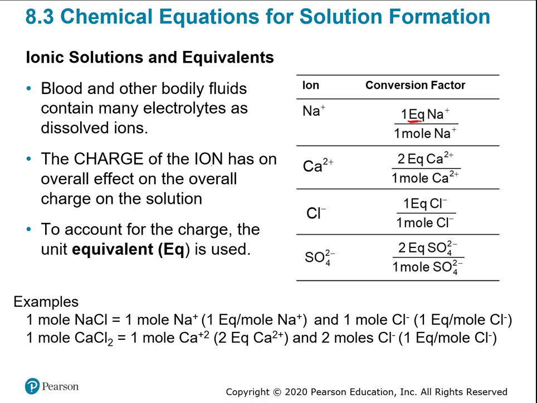So if you have a sodium ion, because it has just a plus one, every mole of sodium ions has one equivalent. They're the same because the charge is the same as the number of moles. But look at the difference with calcium. Calcium has a plus two charge, because every atom of calcium carries a plus two charge. Every mole of calcium is said to have two equivalents. So the term equivalent is just the amount of your ion or the electrolyte relative to its charge. So you see how those two are different.